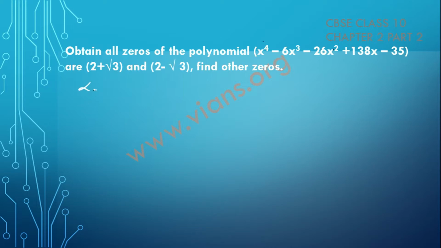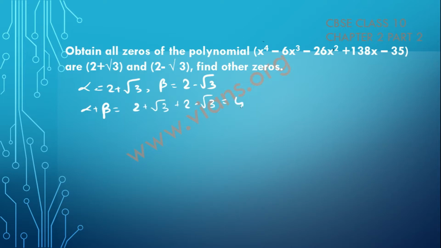How do we find an equation that consists of 2 plus root 3 and 2 minus root 3? We know alpha is equal to 2 plus root 3. We know beta is equal to 2 minus root 3. Alpha plus beta is equal to 2 plus root 3 plus 2 minus root 3. That's 4. Alpha beta is equal to 2 plus root 3 into 2 minus root 3. That's 4 minus 3 is equal to 1.